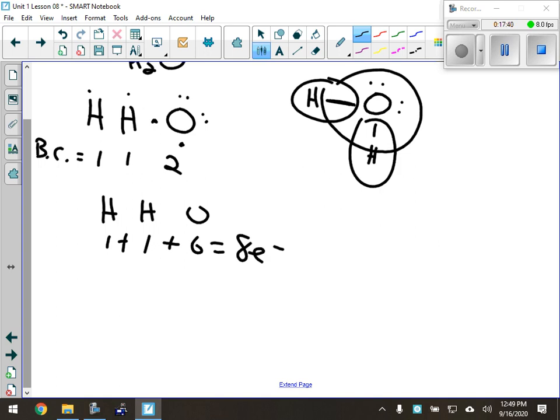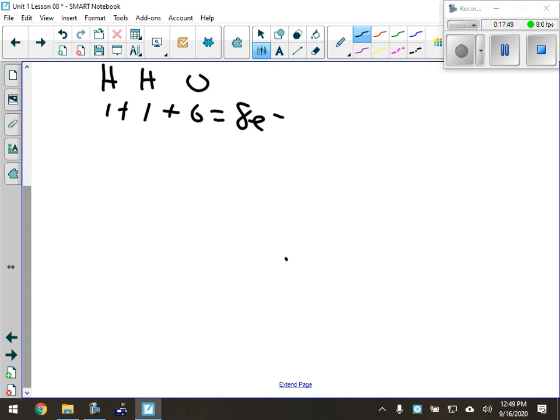So this is where we add up the electrons. We add or subtract charges. We don't have any charges to worry about. Perfect. We would start with the central atom, which is O.